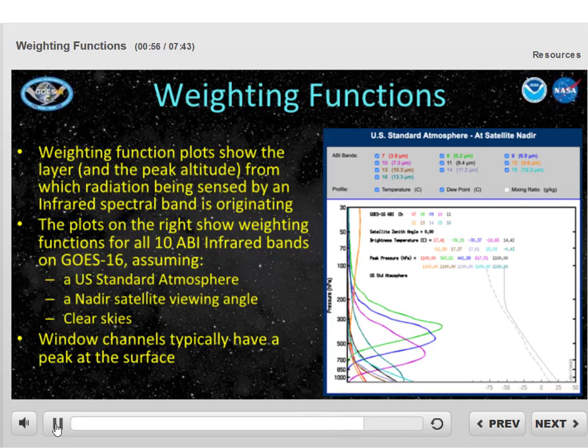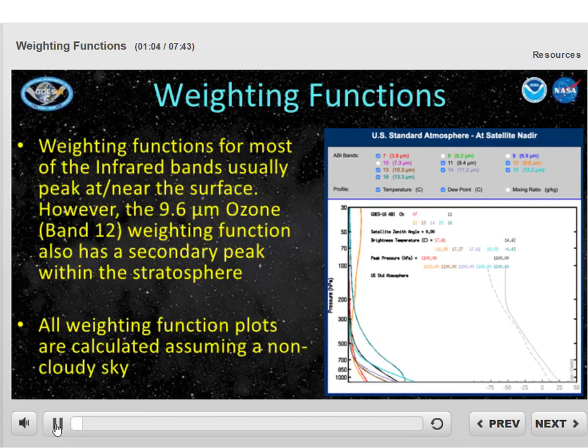In this plot, note that the ozone, CO2, and 3 water vapor channels all have plots that are a bit different than the window channels. This shows the same plot without the water vapor channels, just the window channels plus ozone and CO2. Weighting functions for the majority of the infrared bands usually peak at or near the surface. The exception is the 9.6 micrometer ozone band, which has a secondary peak within the stratosphere. Note also that CO2 has a broad peak that includes much of the troposphere. These functions are calculated using a forward radiative transfer model that assumes a cloud-free sky.